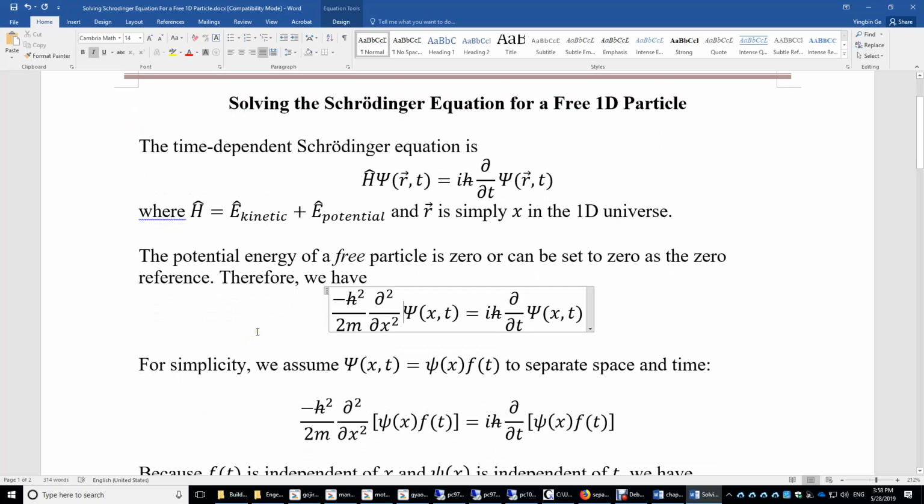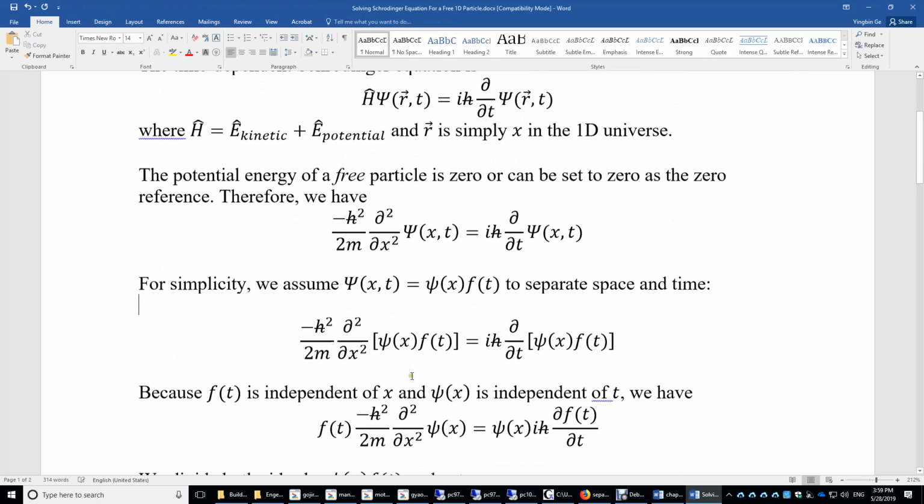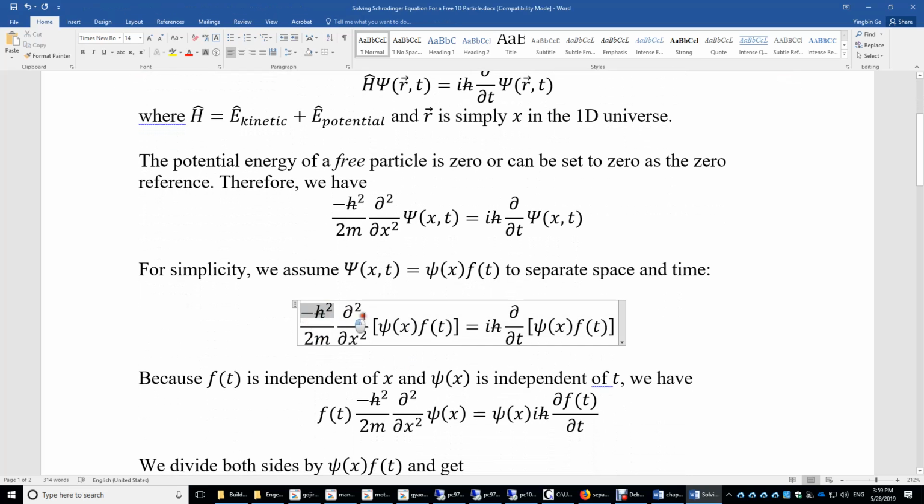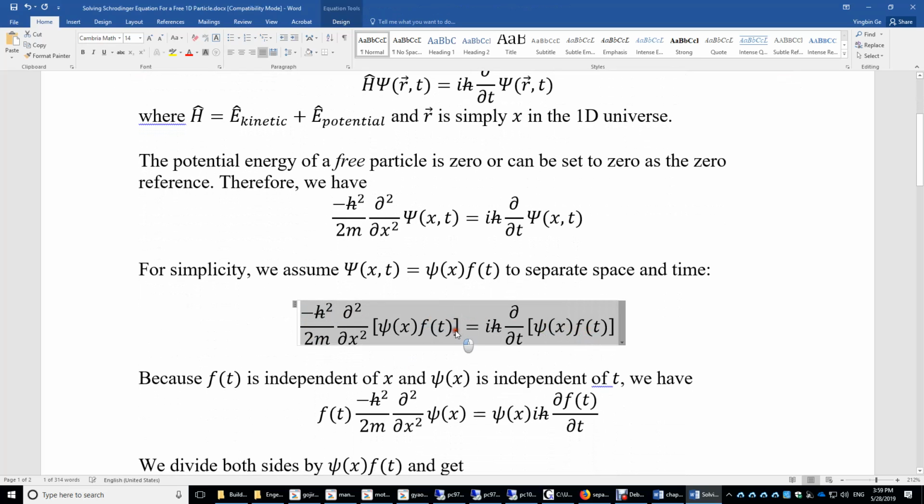For simplicity, we separate time and space by expressing the wave function of the particle as a product of a function of x only and another function of t only. And then we can write out the time-dependent equation this way by replacing the psi of x and t with this product of psi of x and f of t on both sides.